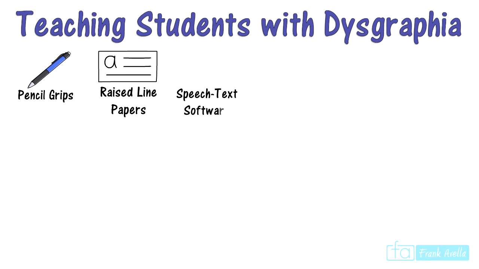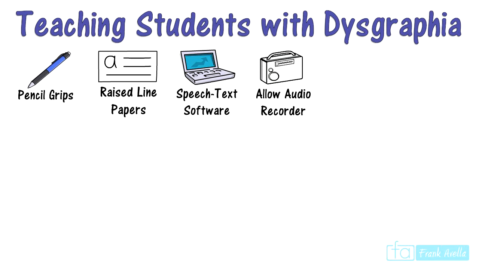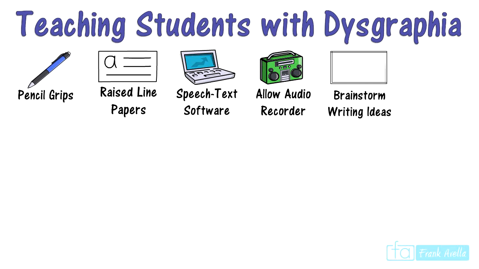For students with severe forms of dysgraphia, speech-to-text may be the best way to get their writing started. If speech-to-text software isn't a viable option, probably due to cost, simply allow the student to audio record themselves. They can go back and write down what was said. Sometimes dysgraphia students have trouble coming up with writing ideas. Teachers should have brainstorming activities at the beginning of class to help come up with these ideas.